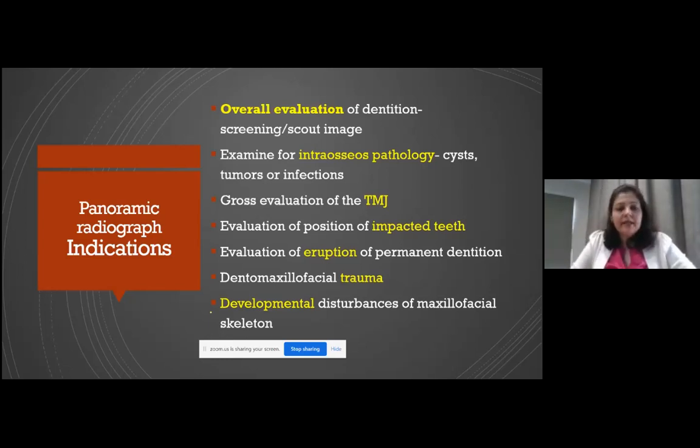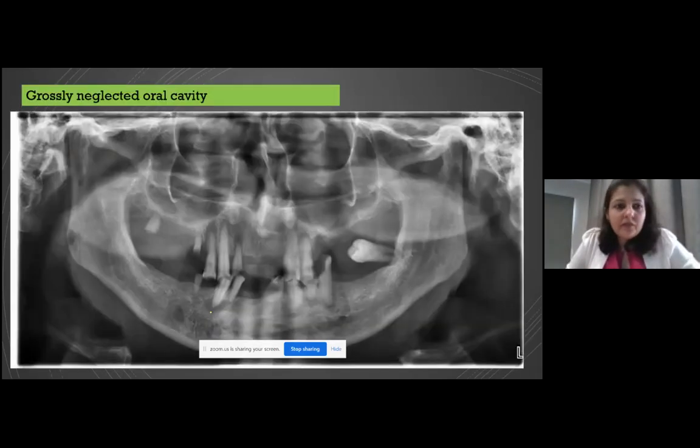Okay, now why are all these indications important? It is because panoramic radiograph is really convenient. You just need to make the patient stand still in the machine for about 20 seconds and the job is done. Right, so let's start looking at individual cases.